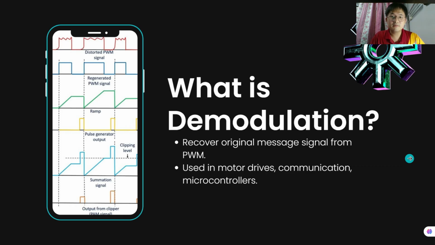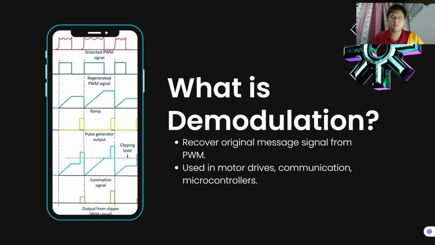As we just learned, modulation is the process of encoding information into a signal so it can be transmitted or controlled. But once the signal has been transmitted or used, we often need to recover the original information, and this is where demodulation comes in. Demodulation is the process of extracting the original message from the PWM signal so that it can be used in the system. And now, I will introduce how we demodulate a PWM signal and explain the three common methods to do it.